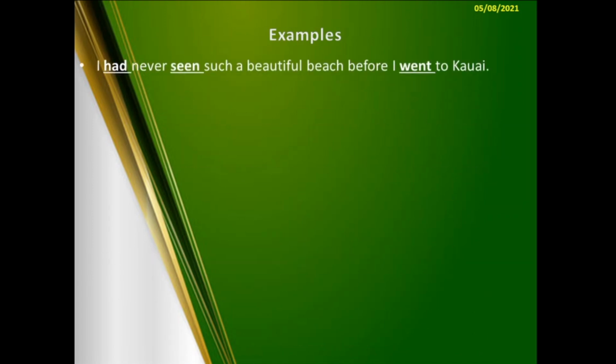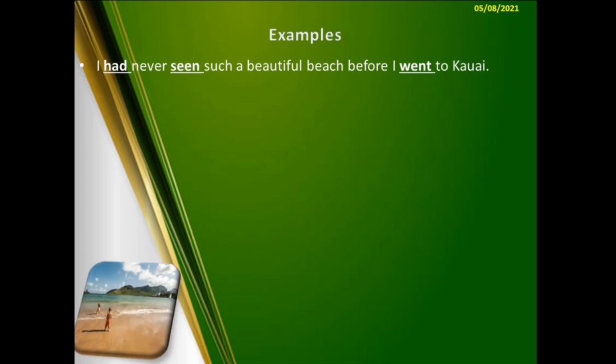I had never seen such a beautiful beach before I went to Goa. There are two things happening here. First is the past perfect, second is the past simple in this sentence. So, I had never seen: in a sense, this person has been to many places and has seen many beautiful places. But when he came to the Goa beach, he realized, oh, I had seen many beautiful places, but I had never seen a place like Goa.